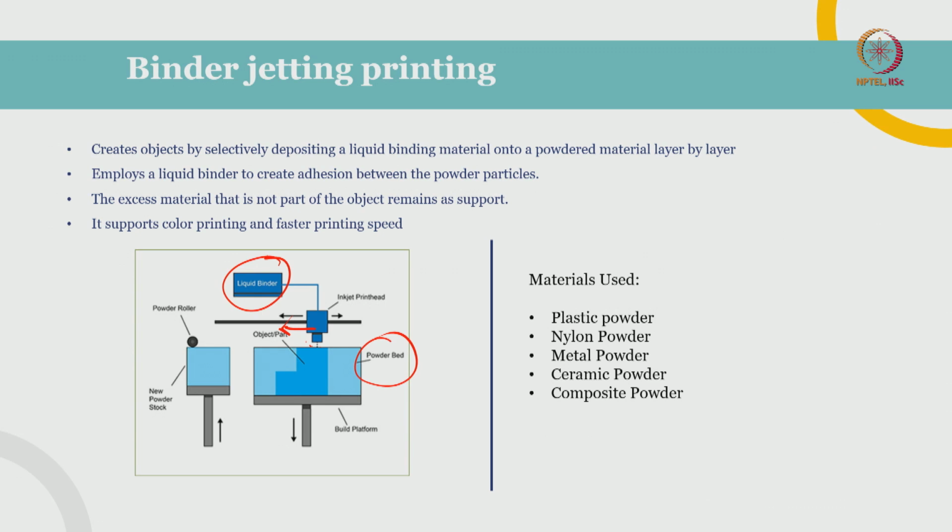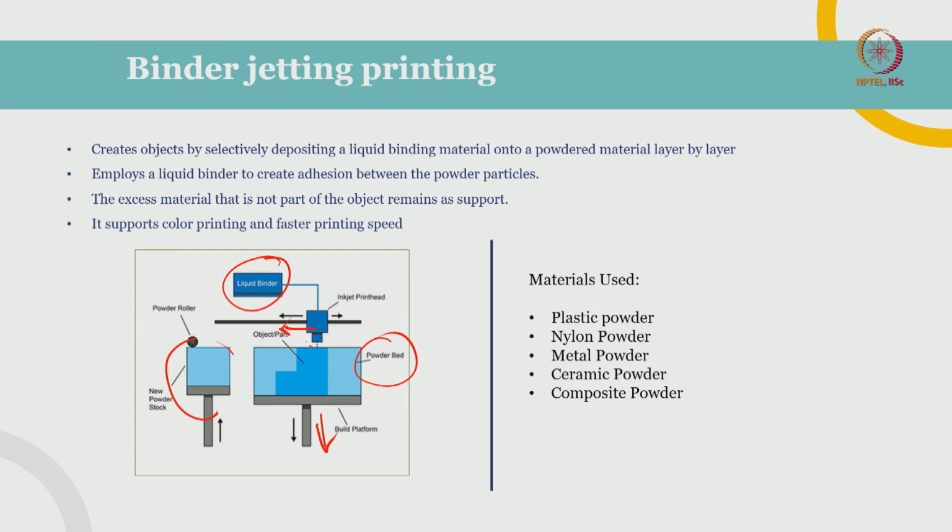And after each layer is printed, exactly like in an SLS printer, the build platform goes down by around 100 micron or 50 micron. Then again there is a reserve powder, which has a powder roller. This roller again fills a very thin layer of powder over the already printed material. Okay, so that's how binder jet printing works.